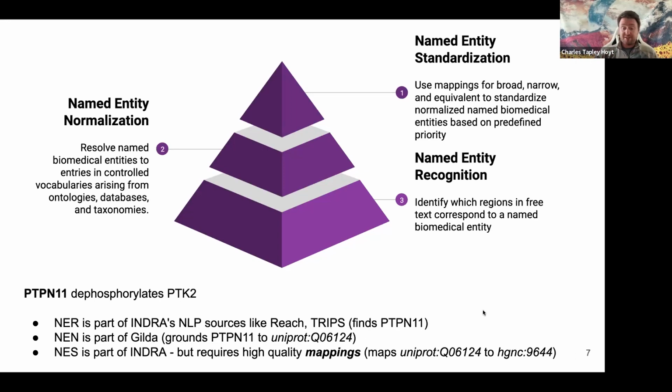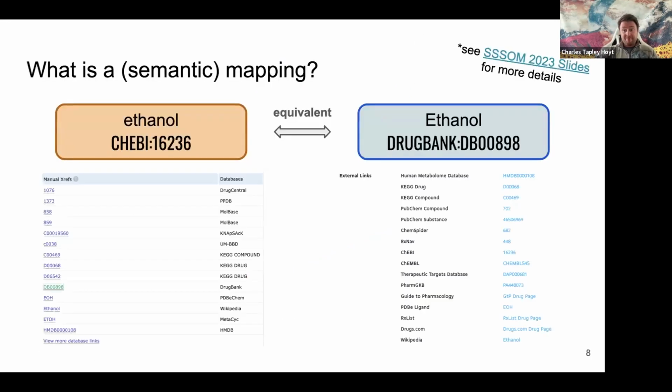And while we're doing this, we're going to have to think about the kinds of mappings there are, whether they're broad, narrow, and if they're complete or not. So what is a semantic mapping?